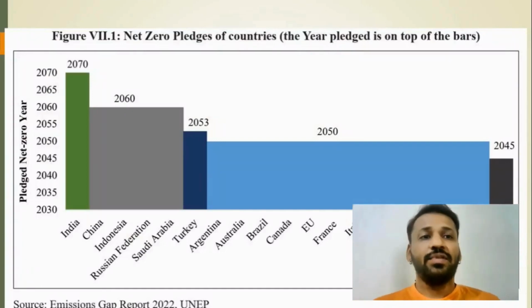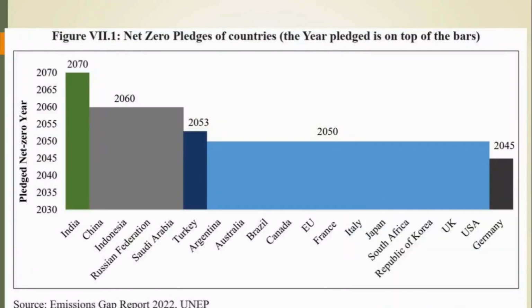So what does this graph, which is given in your economic survey, say? India is saying we will achieve this target by 2070. China is saying by 2060. We are just going to look at the major nations. USA is saying we will achieve it by 2050, whereas only one country, Germany, is saying we will achieve it by 2045. So this chart is very important: India is saying we are going to achieve net zero emission by 2070, and Germany, you can see in the chart, is the only country which says we will achieve it by 2045.